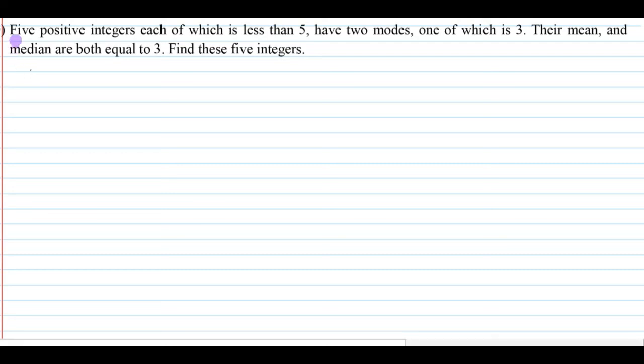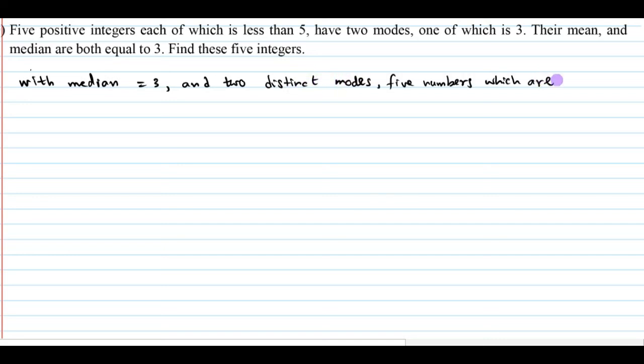5 positive integers, each of which is less than 5, have 2 modes, one of which is 3. Their mean and median are both equal to 3. Find these 5 integers. With median equal to 3 and 2 distinct modes, 5 numbers which are less than 5 in ascending order can be arranged in the following two possible ways.